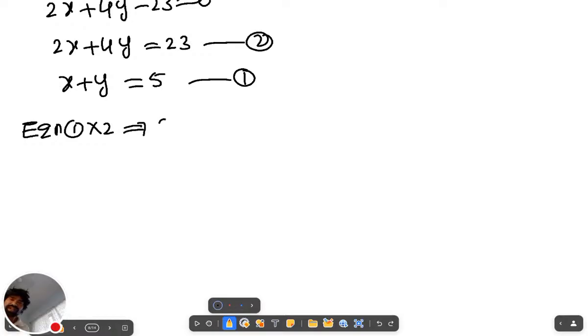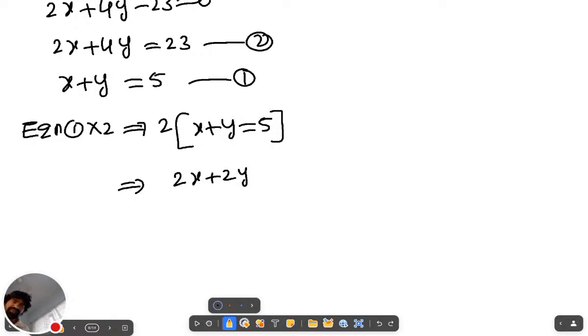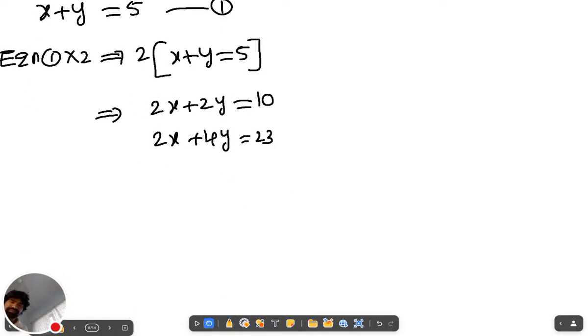If I multiply, what do I get? 2 times x plus y is equal to 5, so 2 into x is 2x, 2 into y is 2y, equal to 2 into 5, which is 10. Under that, write equation 2. So what is equation 2? 2x plus 4y is equal to 23. Now subtract. So minus, minus, minus. Now add.